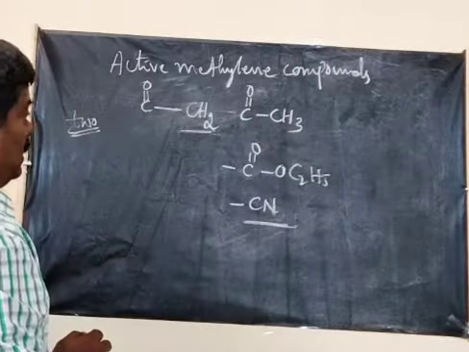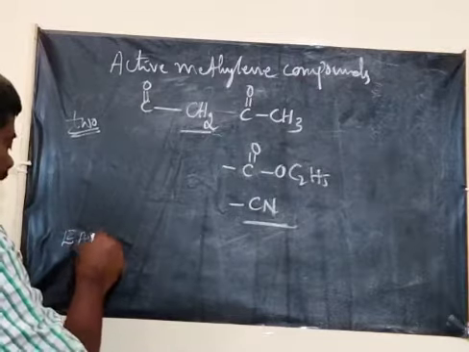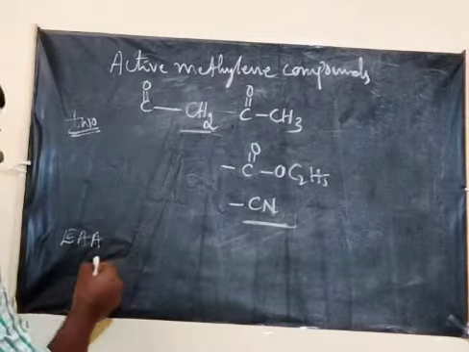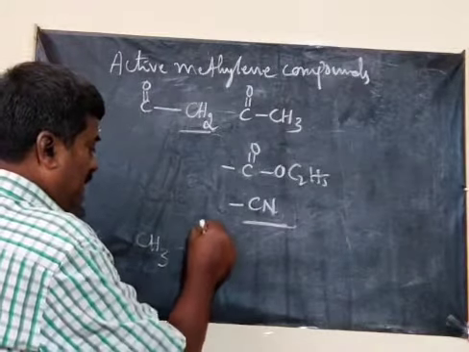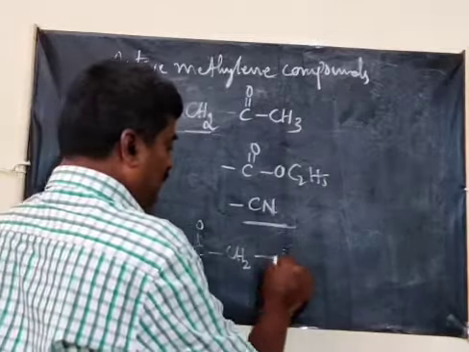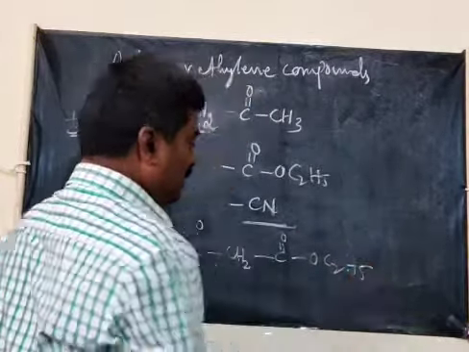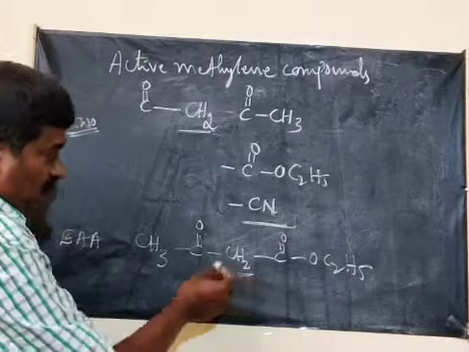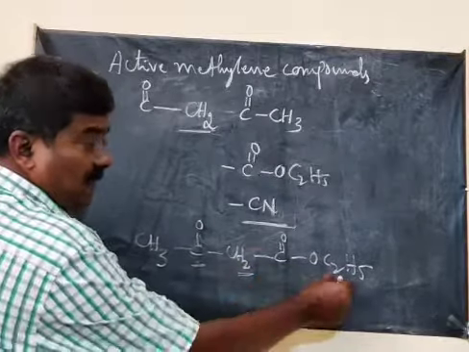An example of this type of compound is ethyl acetoacetate, EAA. So we call this EAA. Ethyl acetoacetate has this structure: CH3, C=O, CH2, C=O, OC2H5. Here the methylene group is linked to two electronegative groups. This is the one and this is the other one.